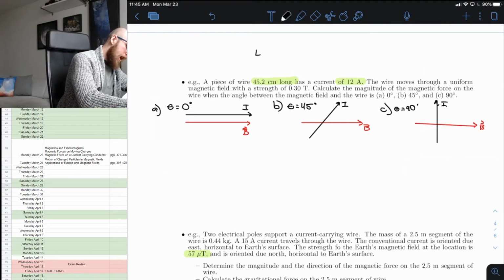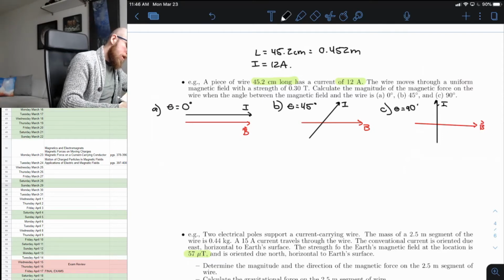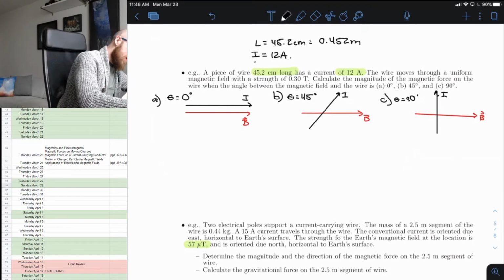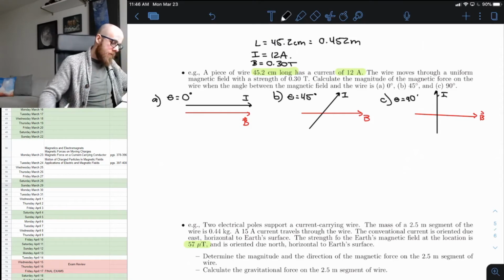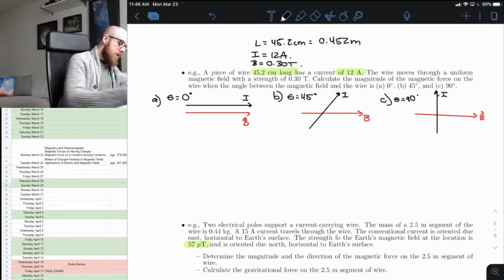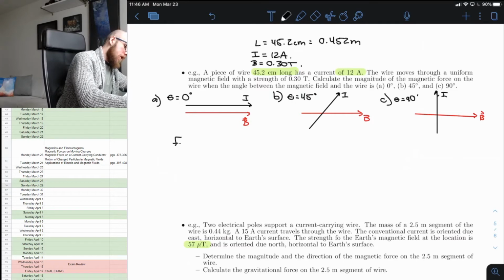So we're told that L is equal to 45.2 centimeters, which is 0.452 meters. We know the current is 12 amps. And we also know the magnetic field strength is 0.30 Tesla. Okay, so let's figure out the force that's exerted on the wire.